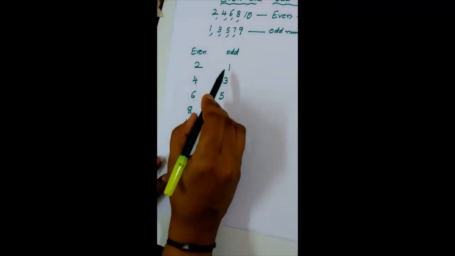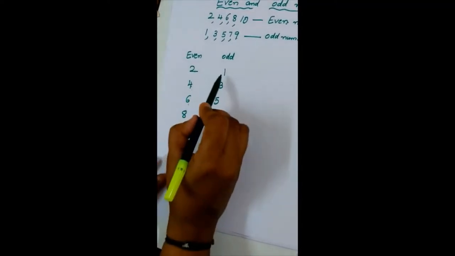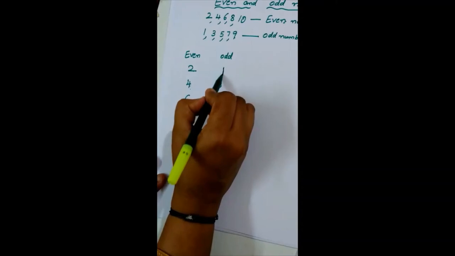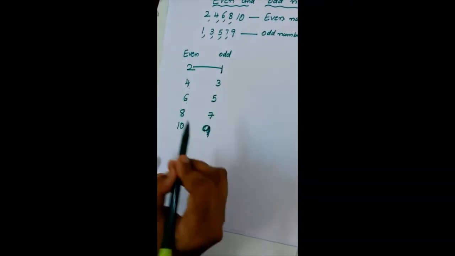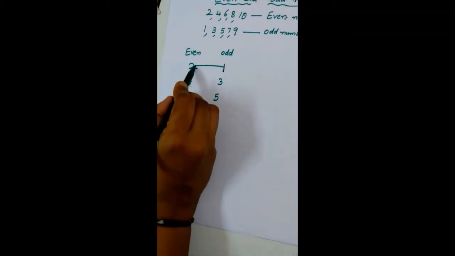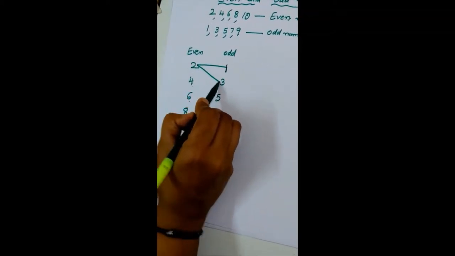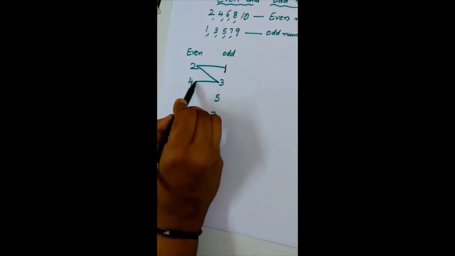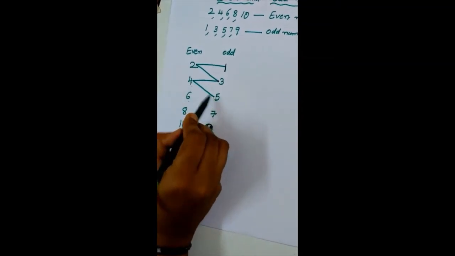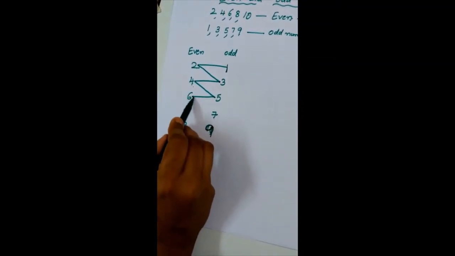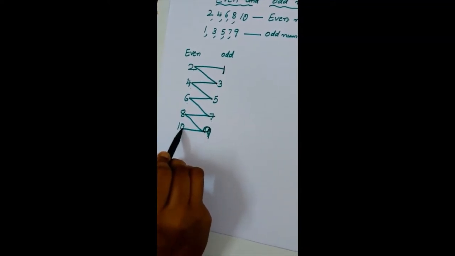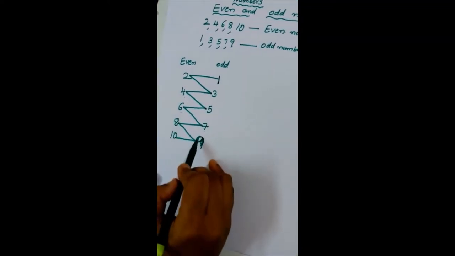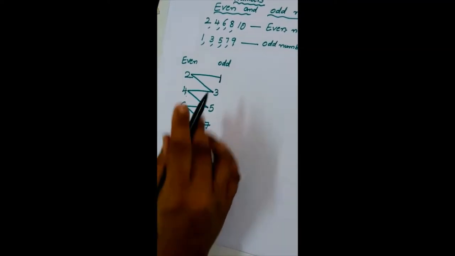If you observe here, even and odd numbers, what is the first odd number, children? 1. After 1, again we can see the even number is 2. After that even number, again we get an odd number. Next, an even number. Again, an odd number. Even number, odd number, even number, odd number, and even number. Means what? Here we can see the numbers are getting skipped.